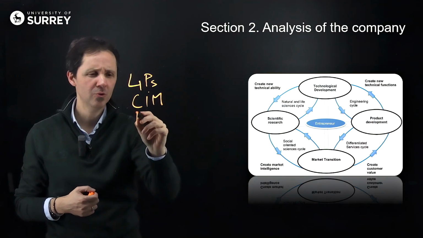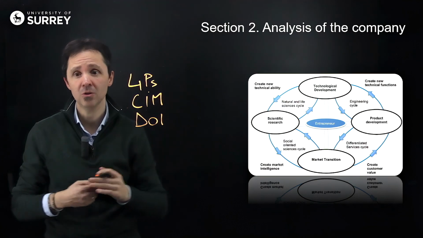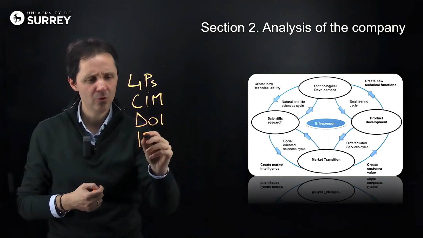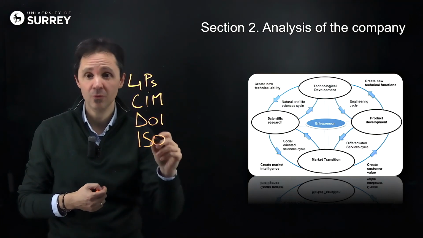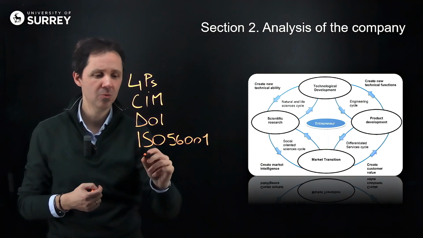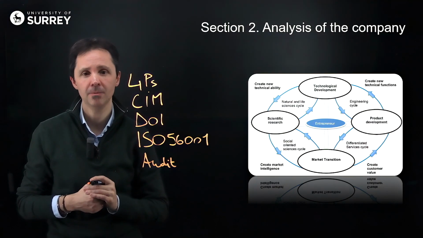You can also refer to the diffusion of innovation theory, maybe to explain how certain digital technologies diffused over time. Maybe some of the organizational characteristics and therefore referring to the ISO 56001. Or maybe some of the audit models that we explored in week 3.